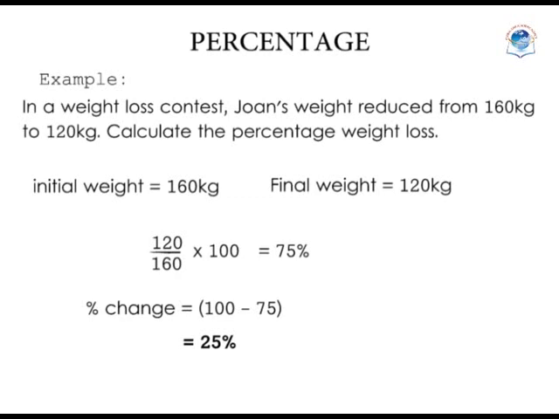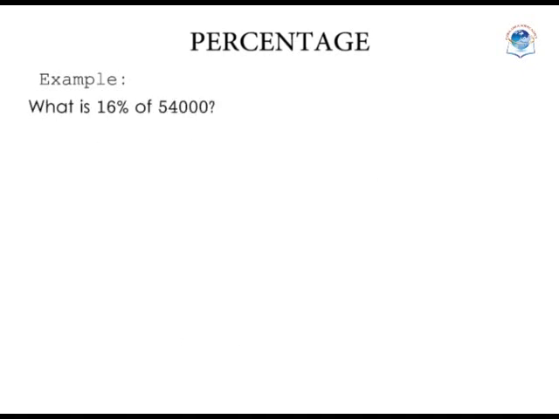When given percentages, you express them as a fraction. For example, what is 16% of 54,000? So 16% means 16 over 100. So 16 over 100 of 54,000 is equal to 16 over 100 times 54,000. And that gives us 8,640.